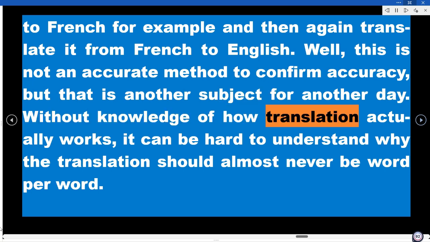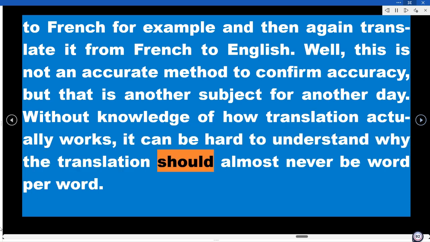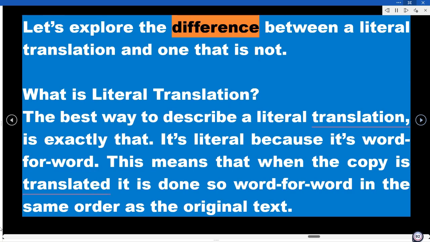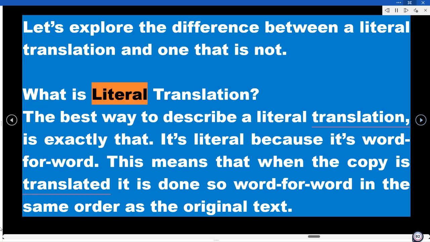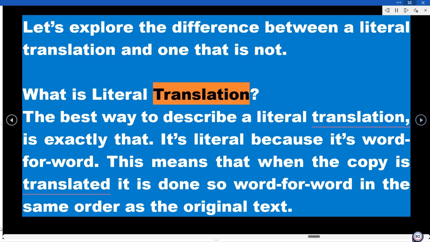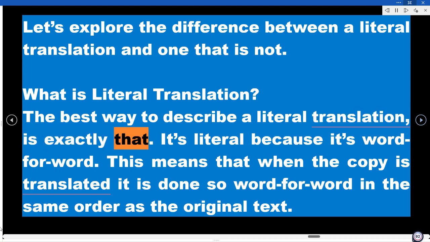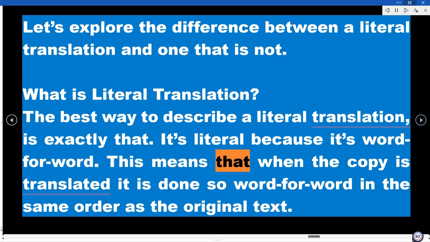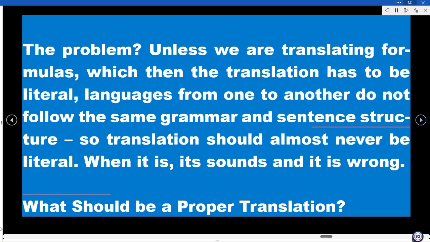Without knowledge of how translation actually works, it can be hard to understand why the translation should almost never be word for word. Let's explore the difference between a literal translation and one that is not. What is literal translation? The best way to describe a literal translation is exactly that. It's literal because it's word for word. This means that when the copy is translated, it is done so word for word in the same order as the original text. The problem.